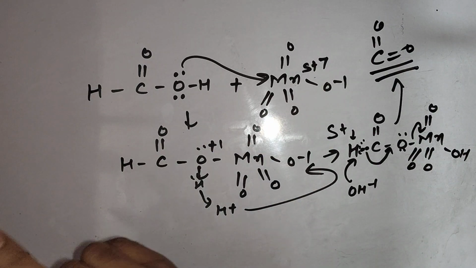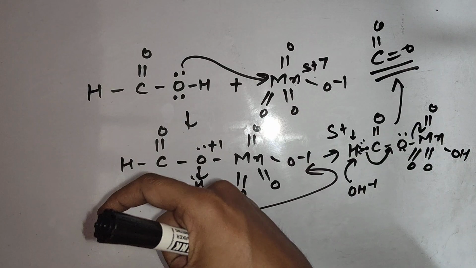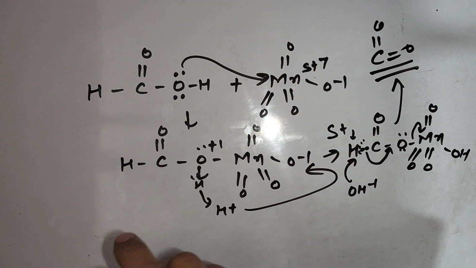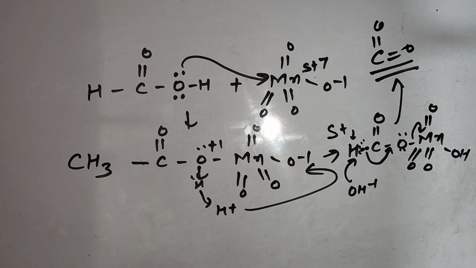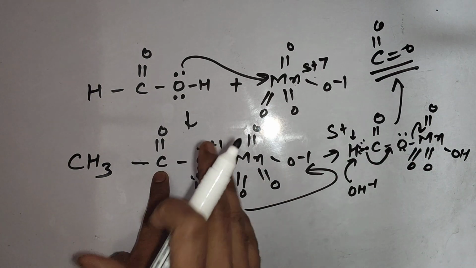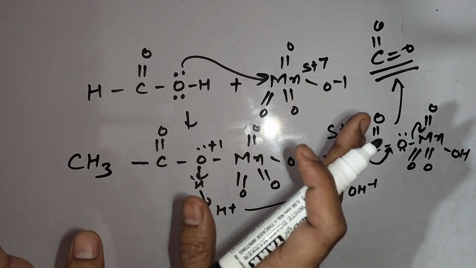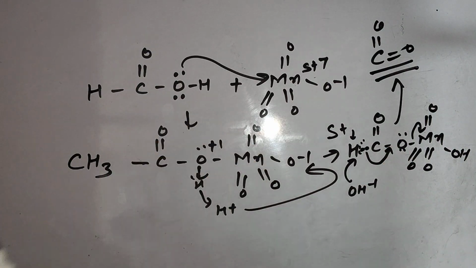That's why carboxylic acid containing one carbon, means methanoic acid, can be easily oxidized to carbon dioxide. But other carboxylic acids, if we have CH3 here, so now you can check hydrogen is not available here. And this hydrogen is required for oxidation. That is not available here. That's why carboxylic acid with more than one carbon cannot be oxidized further by KMnO4. That's it. This is the end of the video.